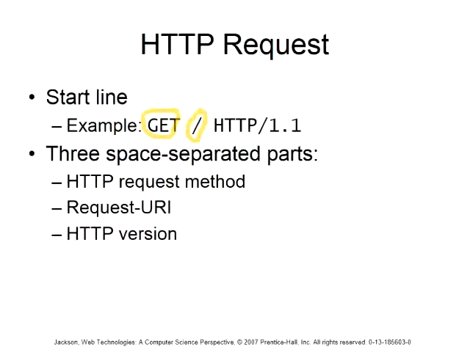And this one is the third part. The first part represents the HTTP request method. The second part represents the request URI, and the third part represents the HTTP version. Okay. Any question about the start line of the HTTP request?